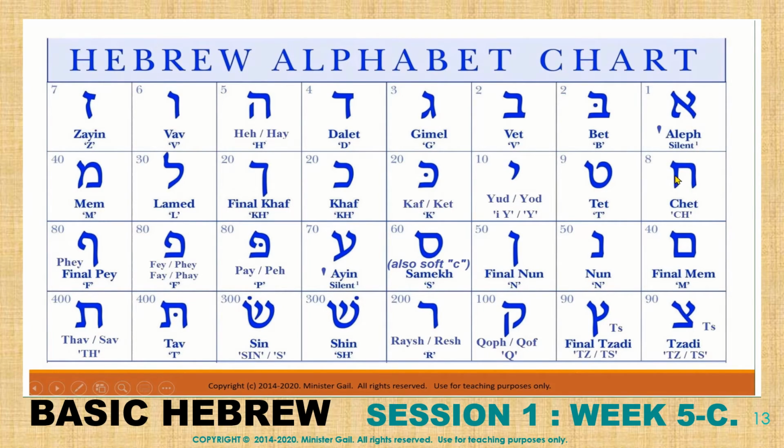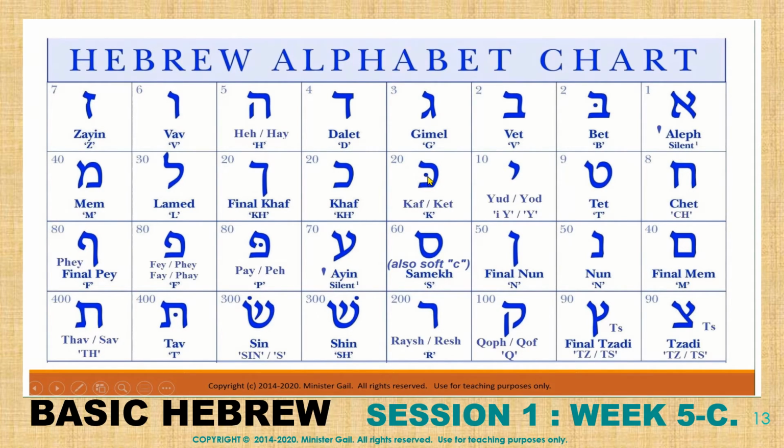Chet. This is the closed H, C-H. This will be the word picture for the letter C-H. Sometimes they'll have K-H, but it's supposed to be a C-H. This will be T-E or Tet, T, the ninth letter. Yod, it's pronounced Yod. They spell Yod. Either one's correct. This is the Y, sometimes I, with a dot.